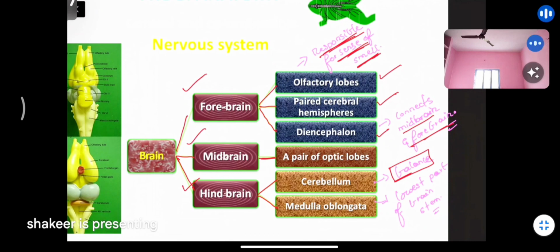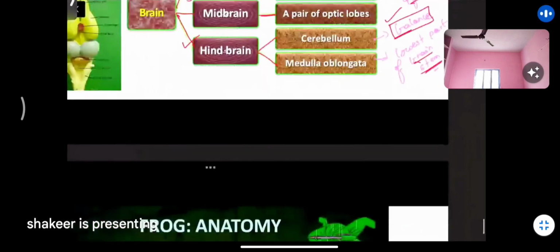So therefore, the hindbrain consists of cerebellum and medulla oblongata. Cerebellum is responsible for balancing, and medulla oblongata is the lowest part of the brain. From this medulla oblongata only, your spinal cord will continue. Able to understand? So these are the different functions and parts of the brain of a frog.